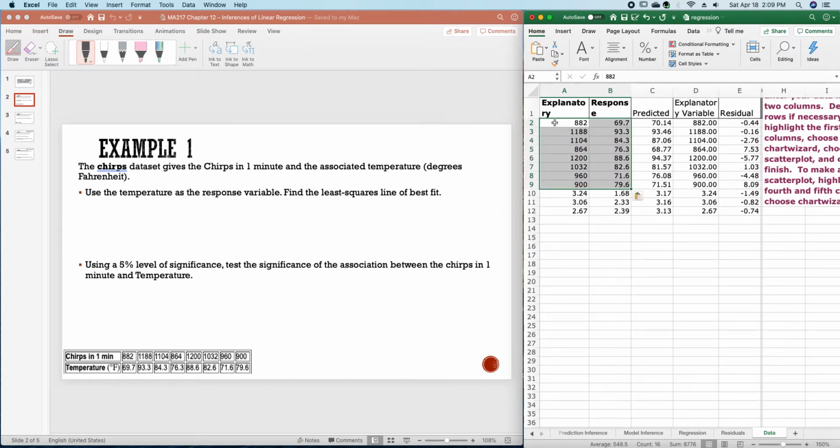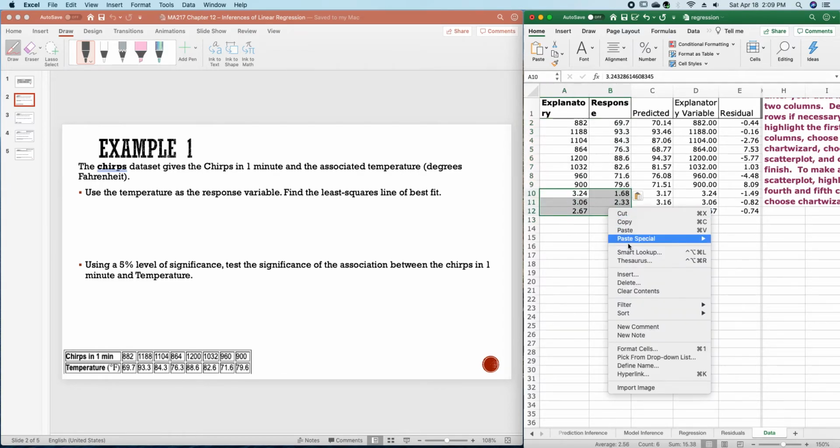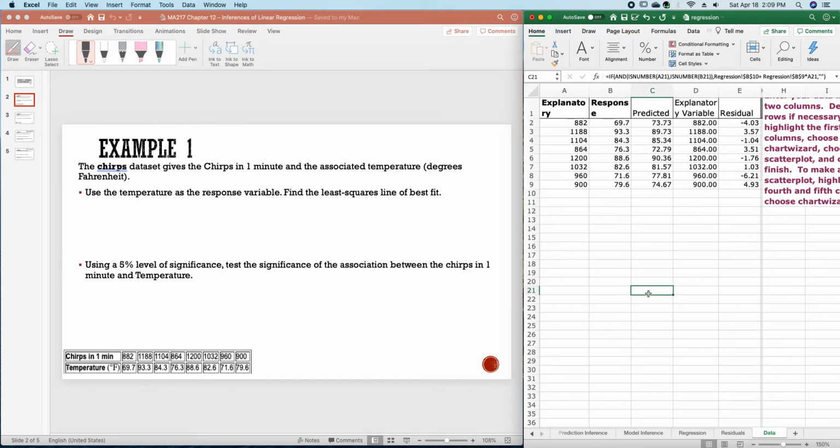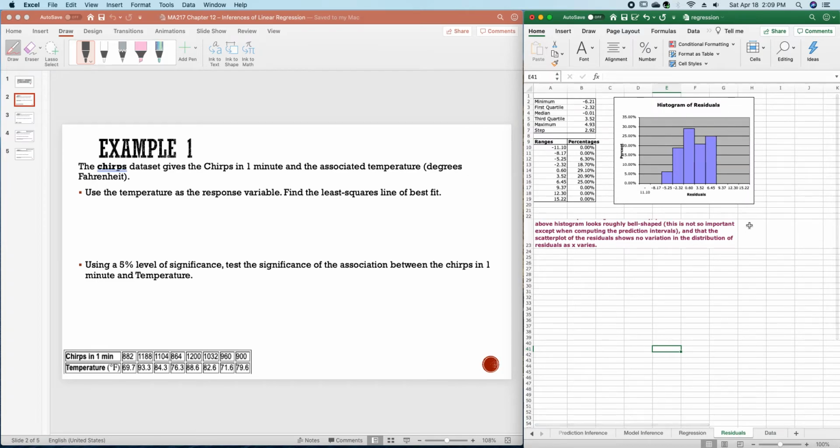But we have a whole bunch of unneeded data, so I'm just going to get rid of all of this. Clear the contents. So we have our predicted values or residuals, a whole bunch of which are negatives. We have the histogram of it, which is slightly skewed to the left.